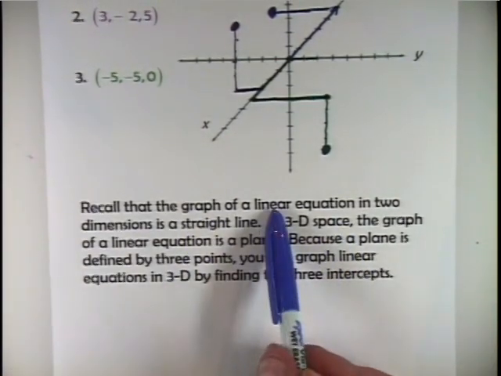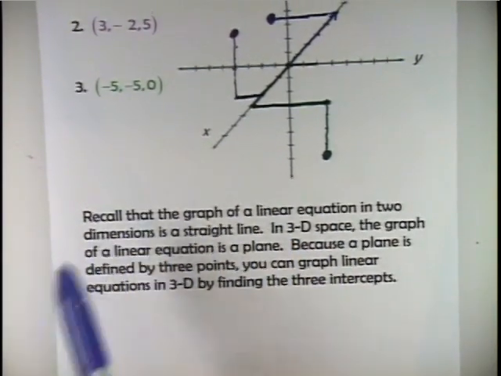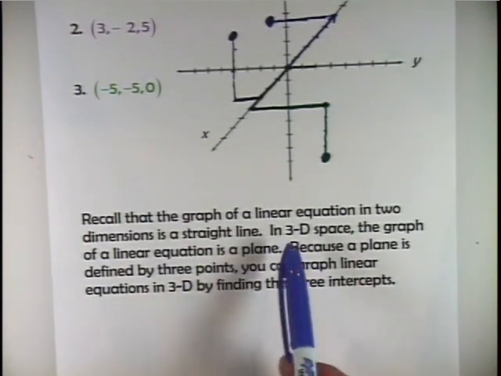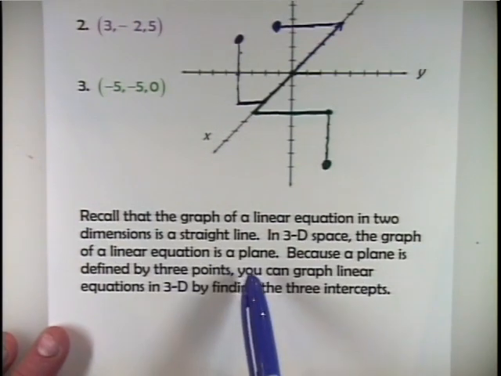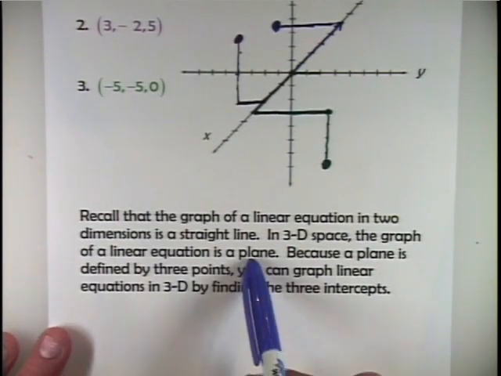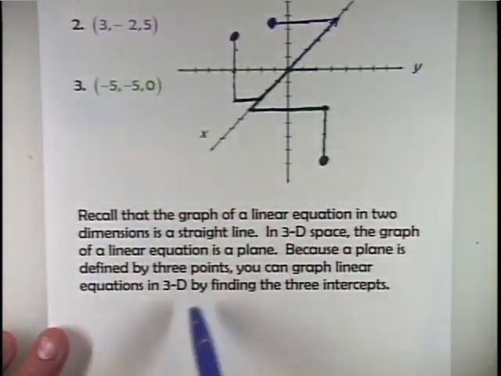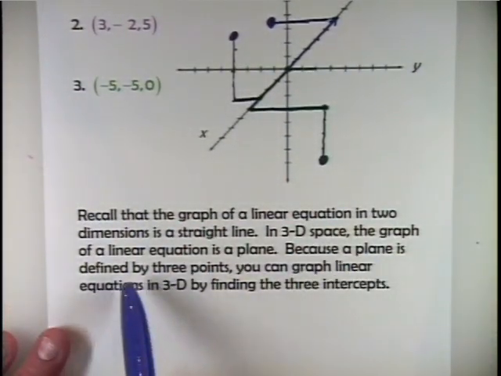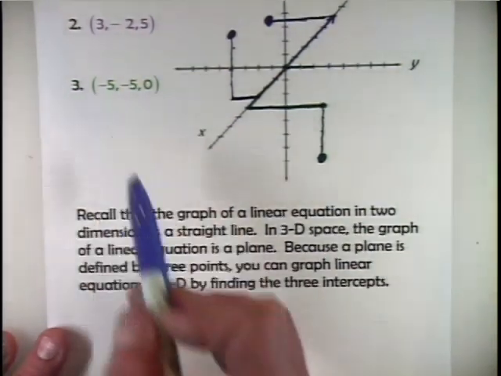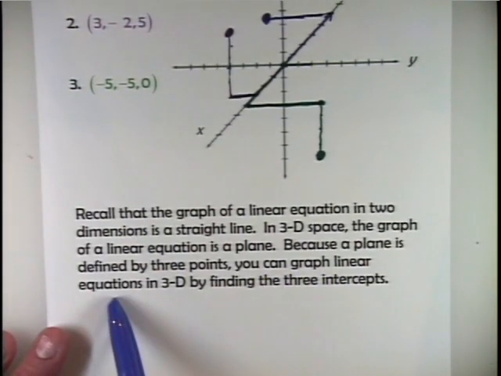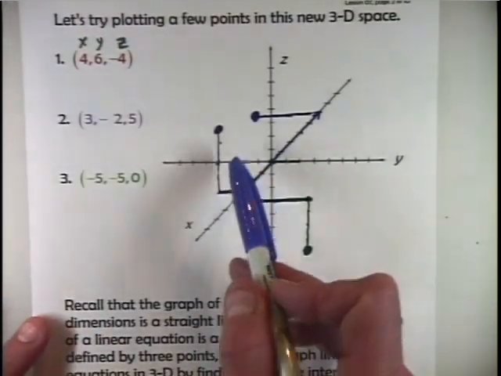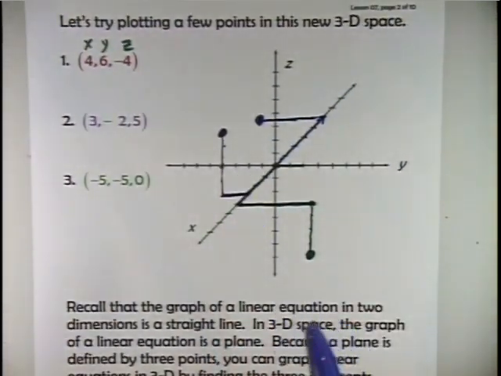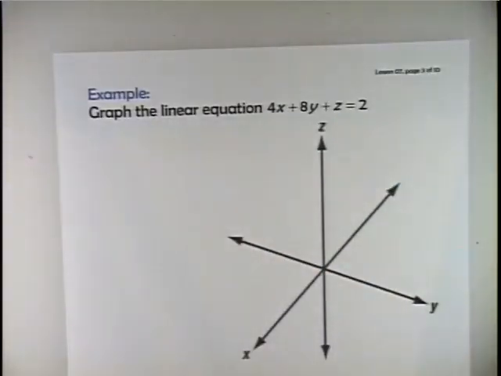So recall that a graph of a linear equation in 2 dimensions on a coordinate plane is a straight line. Well, in 3-dimensional space, the graph of a linear equation is not a line, it's up 1 dimension, it's a plane. No, not that plane, a plane, like a flat plane surface, like this sheet of paper. Now, because a plane is defined by 3 points, in order triple, we can graph linear equations in 3 dimensions by finding the 3 intercepts, that is, the points at which it crosses each of the x, y, and z axes.